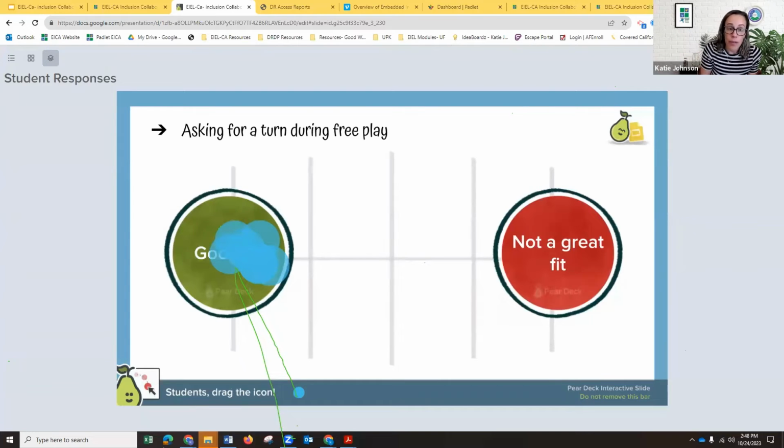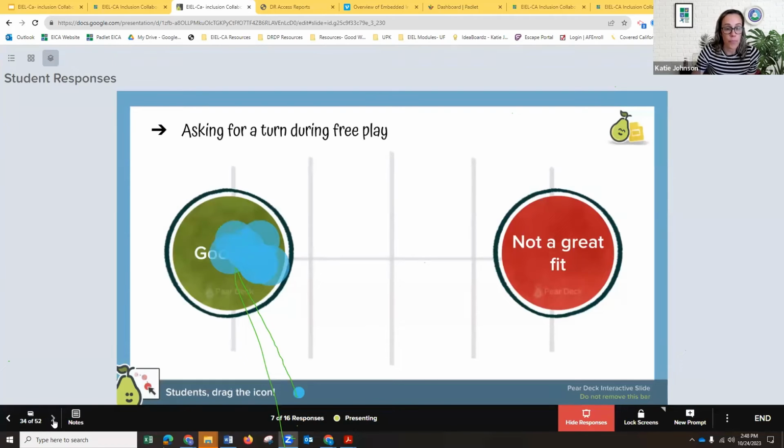And what's really great about embedded instruction is it shows us that if we go through these steps that I'm talking through, we can really promote child learning within the context of the general education classroom.